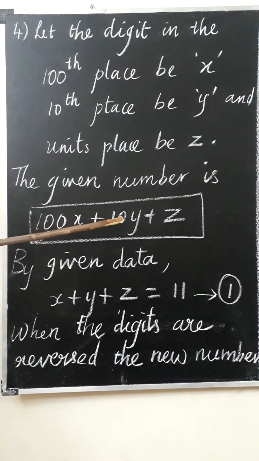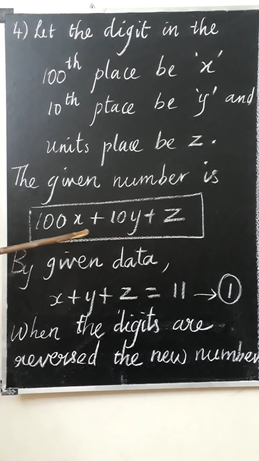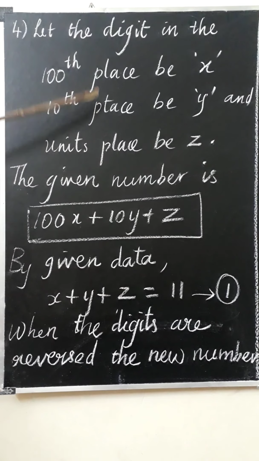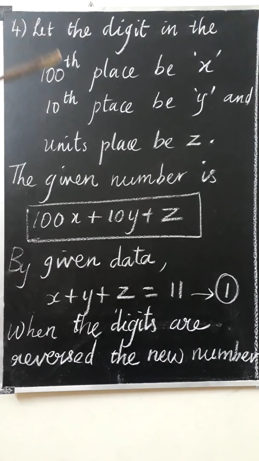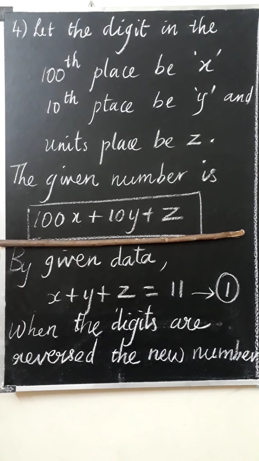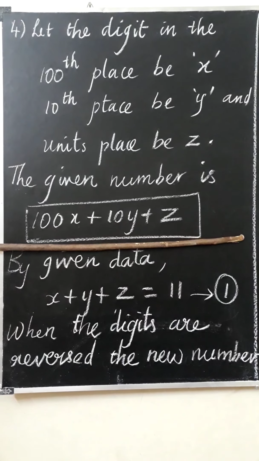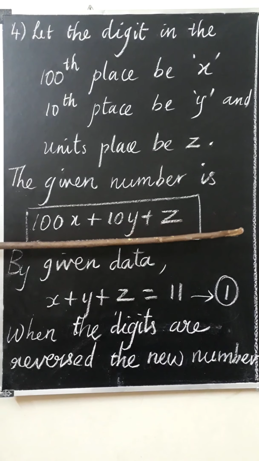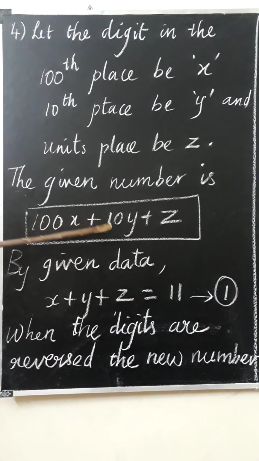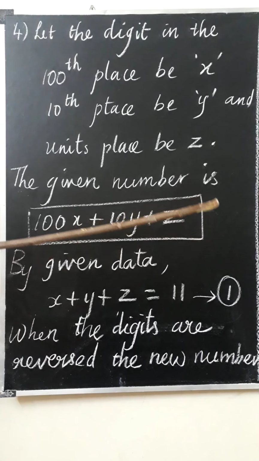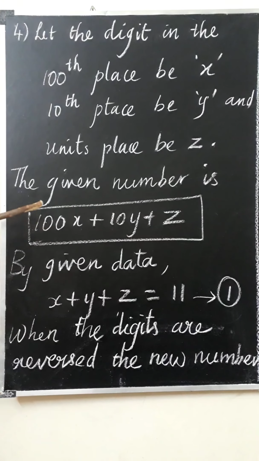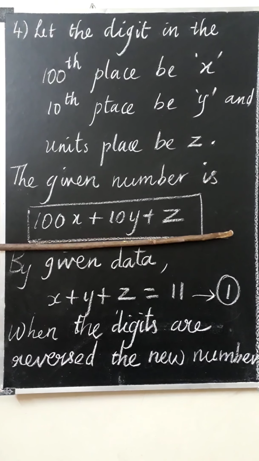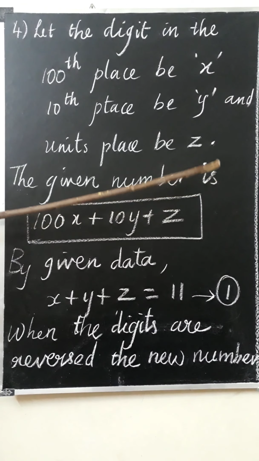We know that because x is in the hundreds place, y is in the tens place, z is in the units place. So what's the given number? 100x plus 10y plus z. You have to find this number only. So when you get the values of x, y and z, you have to substitute the values in this number formation to get the answer. Keep it in mind.